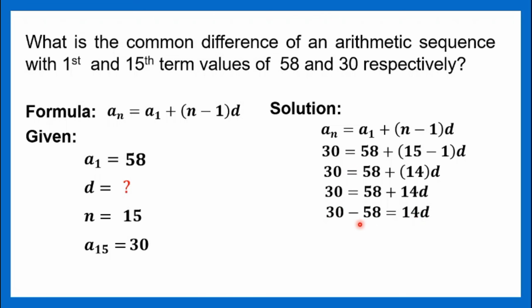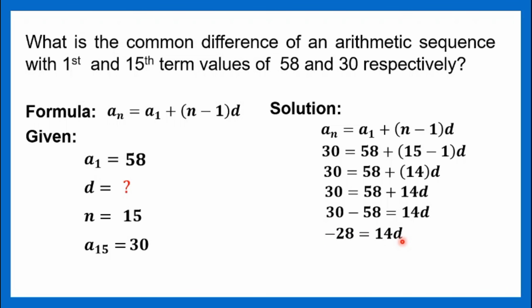Now, kailangan master mo rin si integers. Ano kaya magiging sagot dito? 30 minus 58. So, the answer there will be negative. Kailangan talaga negative kasi nga, mas mataas yung mina-minus doon sa number. So, review nyo yung integers. So, that's it. So, negative 28 is equal to 14d.